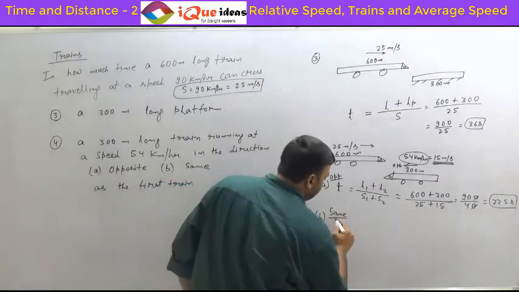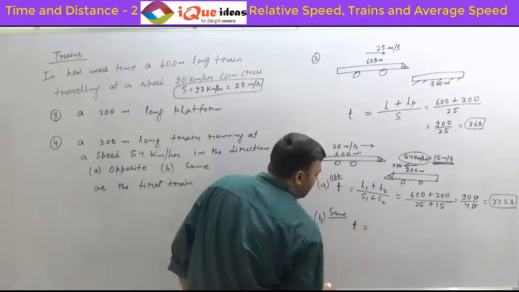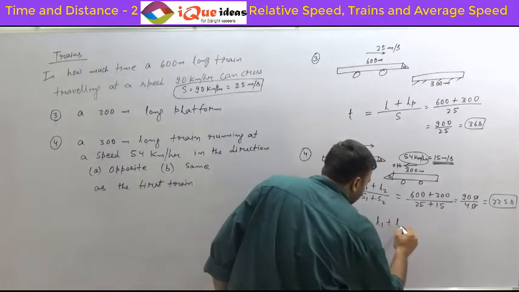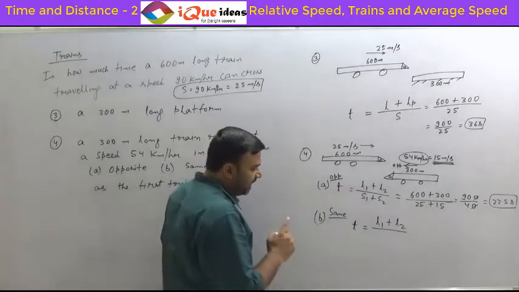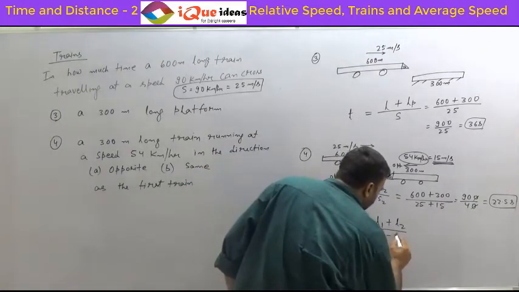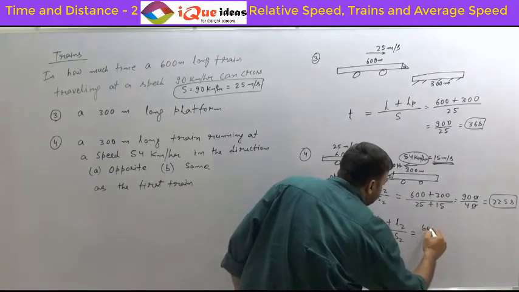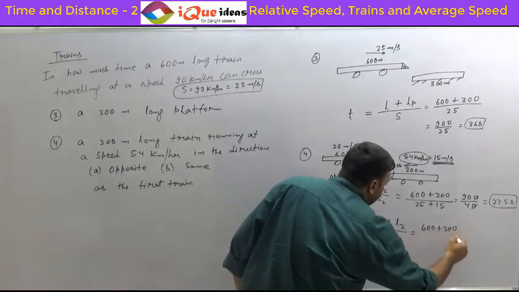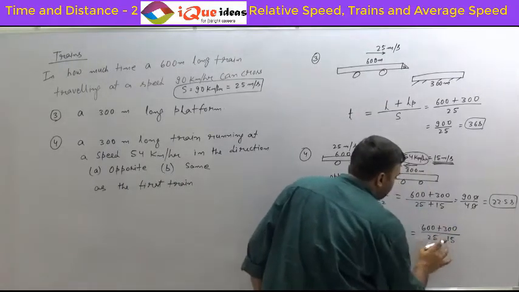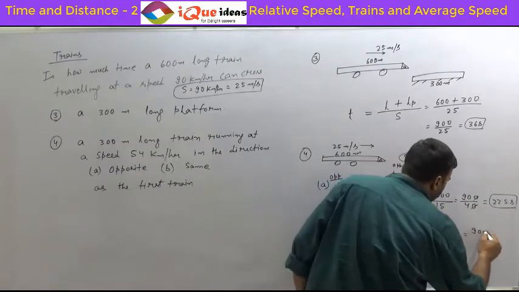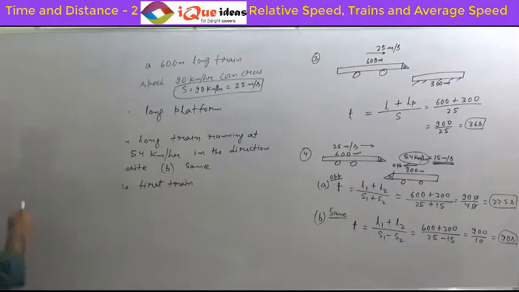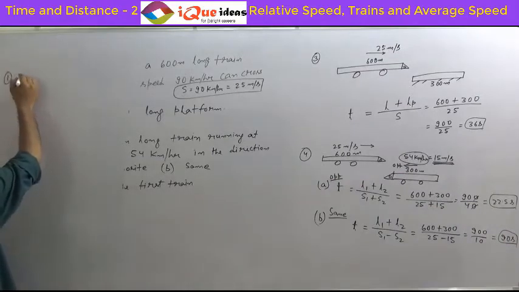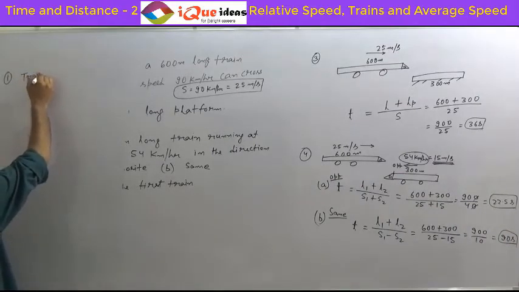So here again, we will apply the concept of subtraction. The time taken will be equal to, the length is the same, L1 plus L2, because that is still added. For speed, it will be S1 minus S2. So we have 600 plus 300 divided by 25 minus 15, which is equal to 900 by 10, which is 90 seconds. I would simply like to write certain cases: train, pole.